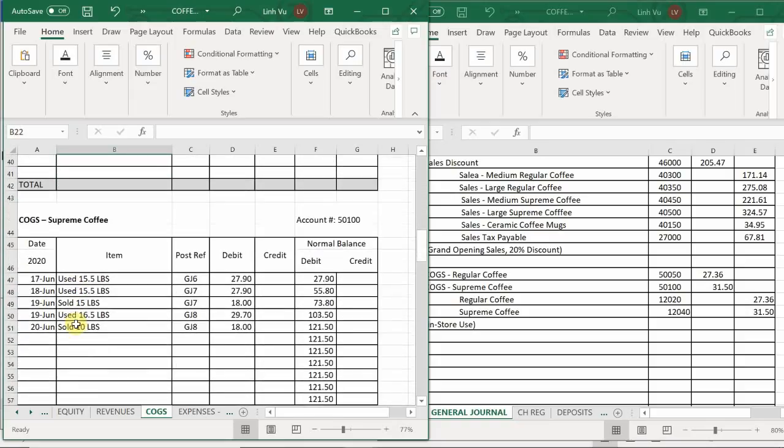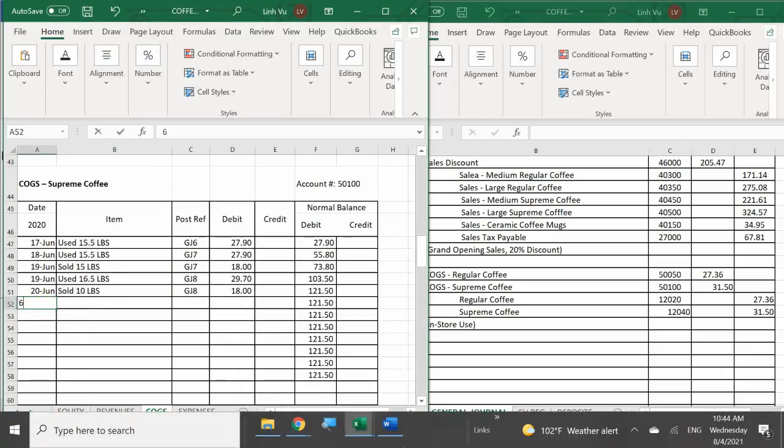Then we have Supreme Coffee. 17 pounds for 31.50, giving me a grand total of 153 even.